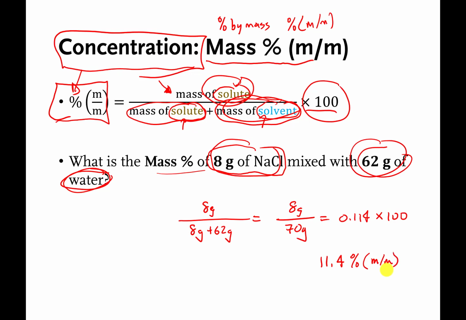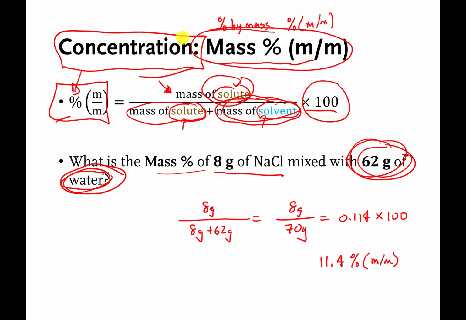And so if I said, hey, I took 8 grams of table salt and I dissolved it in 62 grams of water, what's the concentration using the mass percent method or the percent by mass method? You would do the calculation and you'd say, oh, the concentration of salt is 11.4% parentheses m/m.